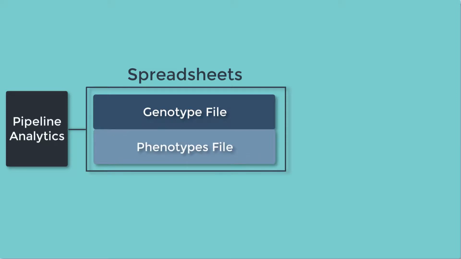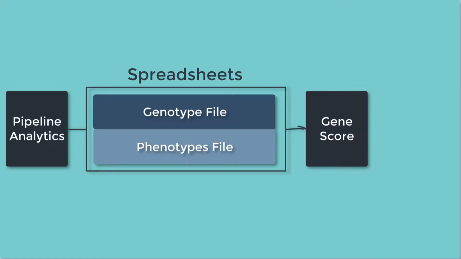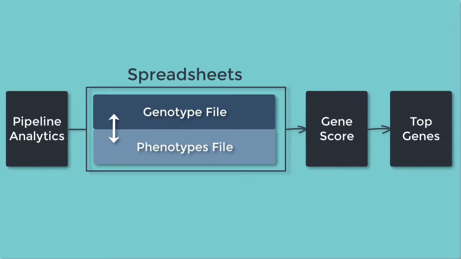Multiple phenotype measurements can be provided in a separately submitted spreadsheet referred to as the phenotype spreadsheet. This pipeline calculates a score for each gene based on its relevance to a phenotype and reports the top genes related to each phenotype. The results can be explored as a clustergram visualization.